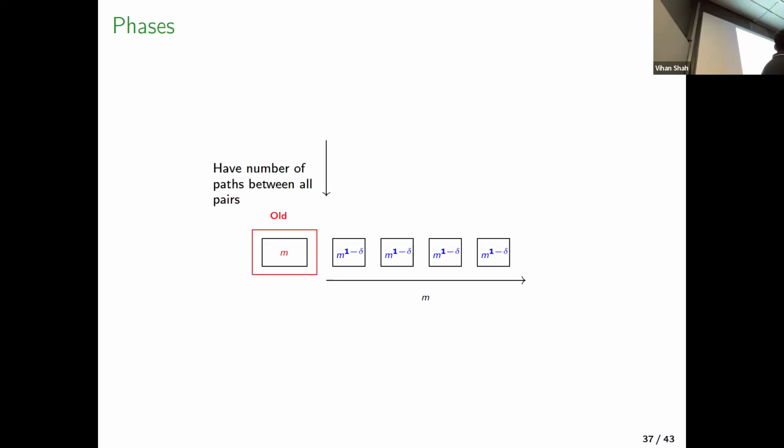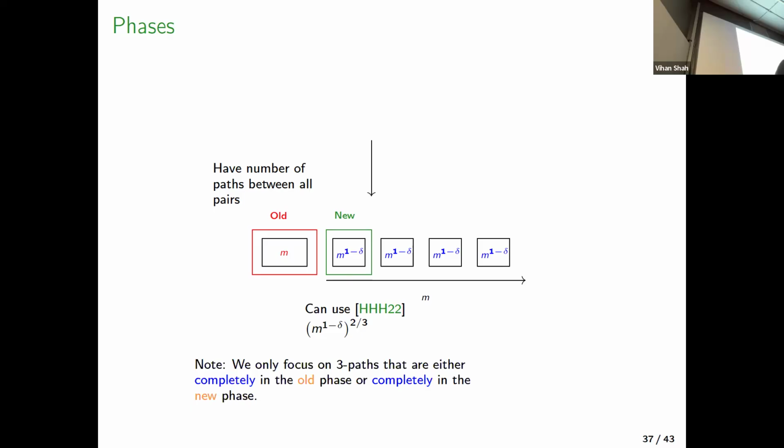And again, over here, you have already stored paths. And for this part, I can run the algorithm of previous work because the number of edges is small. Note that over here, we only focus on three paths that are either completely in the old phase or completely in the new phase.